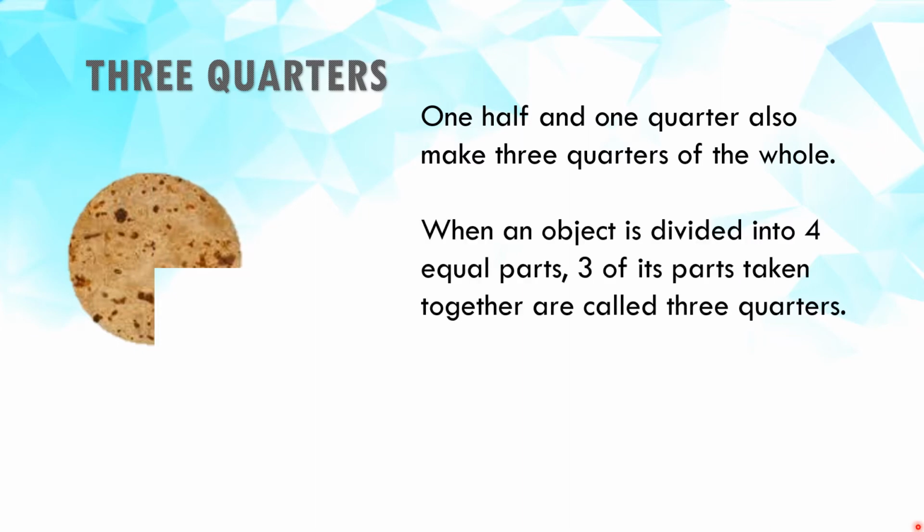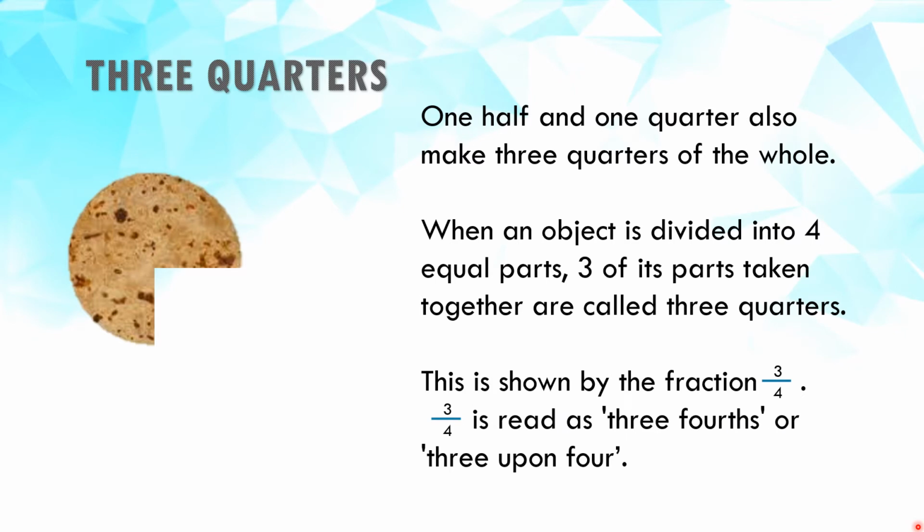When an object is divided into 4 equal parts, 3 of its parts taken together are called 3/4. This is shown by the fraction 3/4. 3 upon 4 is read as three quarters or three fourths. So this is 3/4 part. We have removed 1/4 from this whole part. So this can be written as 3 upon 4 and it is read as three quarters or three fourths.